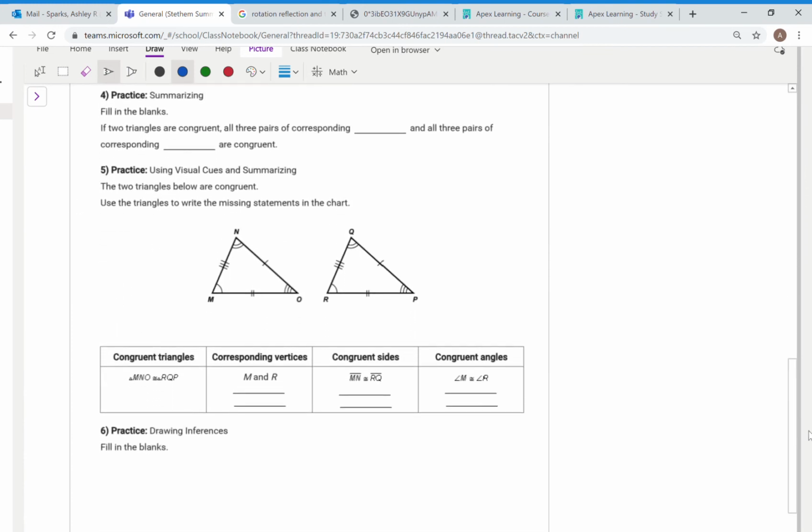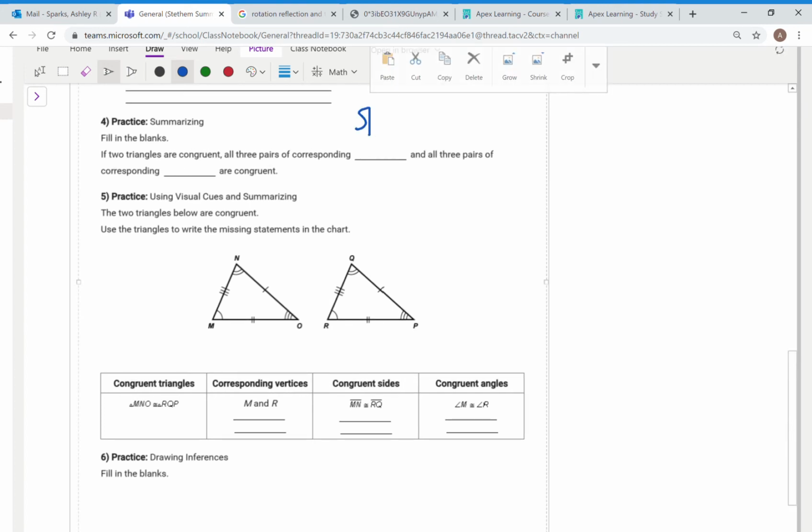If two triangles are congruent, all three corresponding sides and three pairs of corresponding angles are congruent. I'm sorry, I'm not the best at this. So if two triangles are the same, every single part has a matching part. And that's what you see here in this practice below.